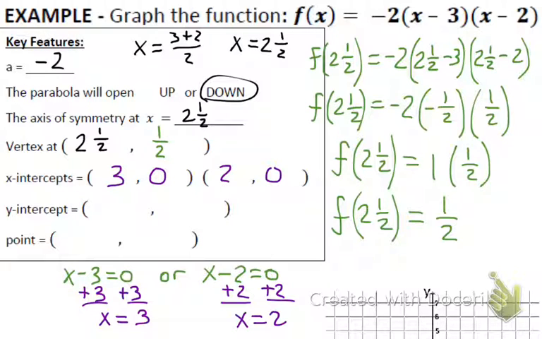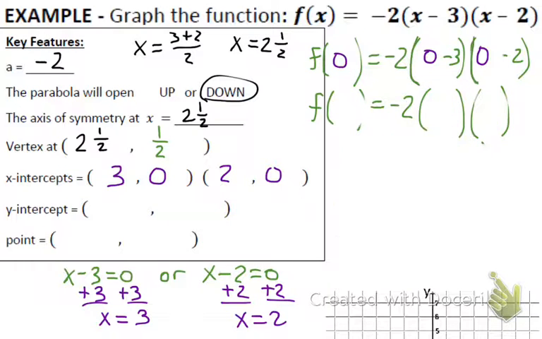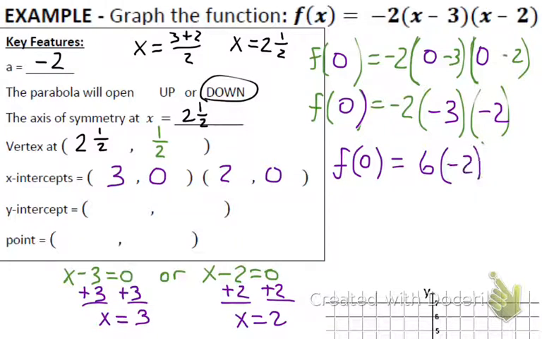To find the y-intercept, we'll replace x with 0 and simplify the right side. Plugging in 0, 0 minus 3 is negative 3. 0 minus 2 is negative 2. And then we'll multiply from left to right. So f of 0 equals negative 2 times negative 3 is 6. 6 times negative 2 gives us negative 12. Y-intercept 0, negative 12.